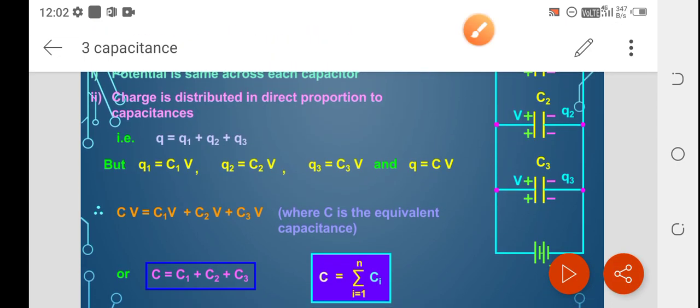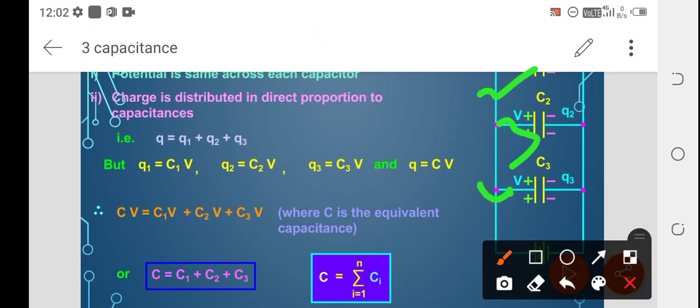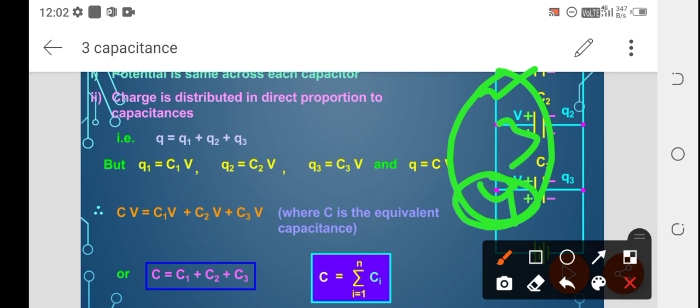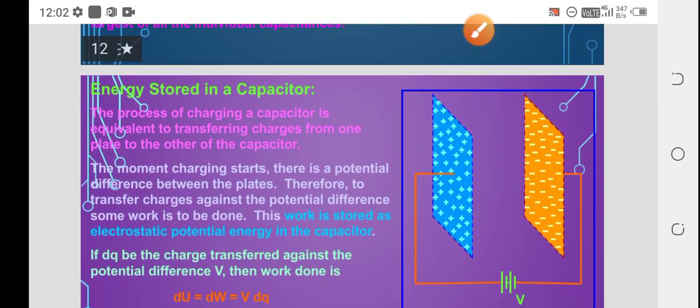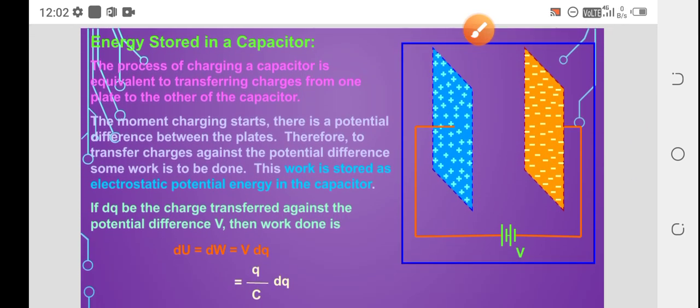Now you can take here, this is 2, 3, 4. The total value of these capacitances in parallel is greater than this 4 value. Then, energy stored in a capacitor.